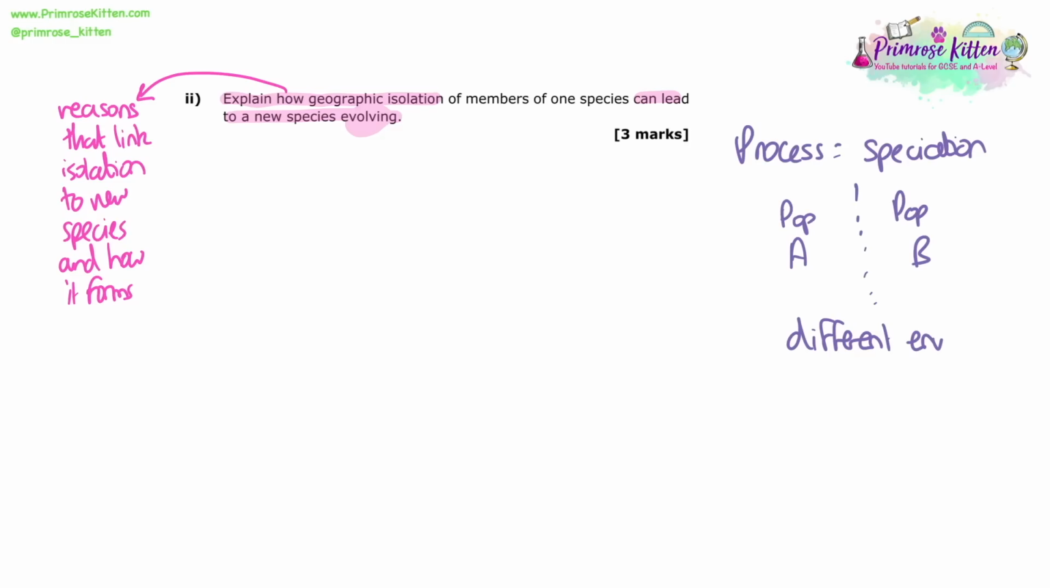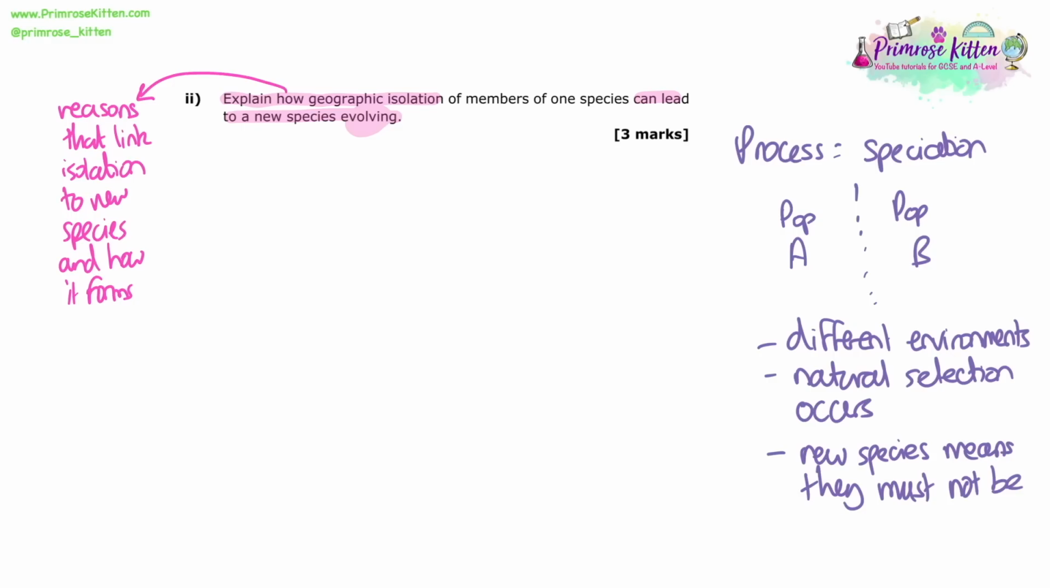So the process is speciation, and we've got this idea of two populations of a species, A and B. They're one species, but they got separated geographically for some reason. And so either side of this, in these two new environments, we're going to have different environmental conditions. And then natural selection is going to take place in either side of the new environments. And if we're forming a new species, then it means they must not be able to breed with each other anymore. So that is enough really for 3 marks.